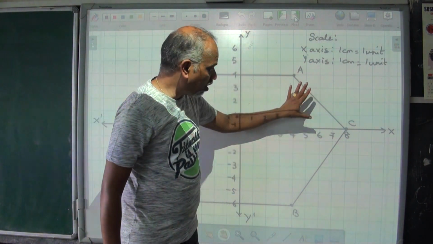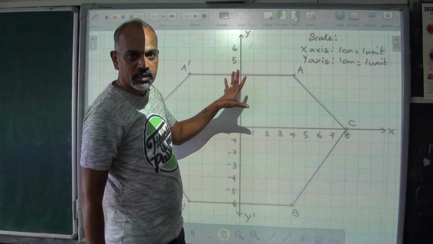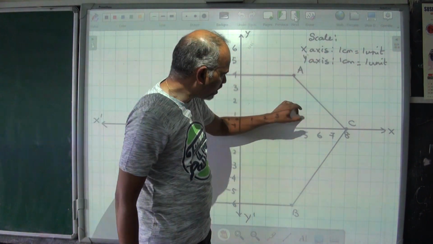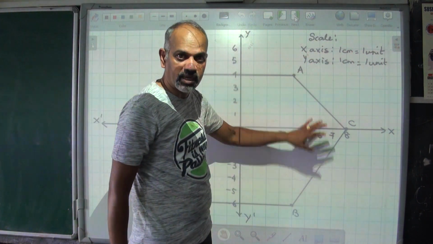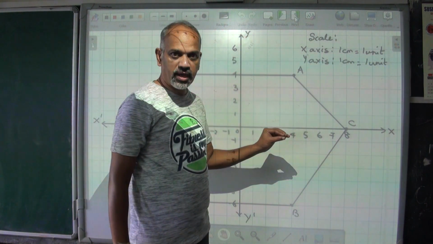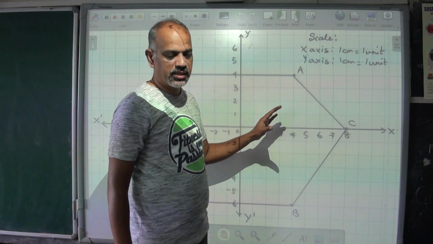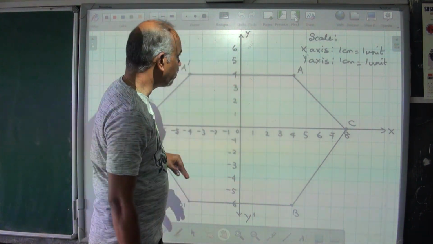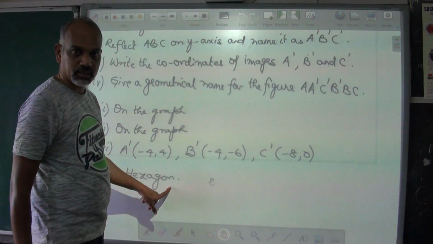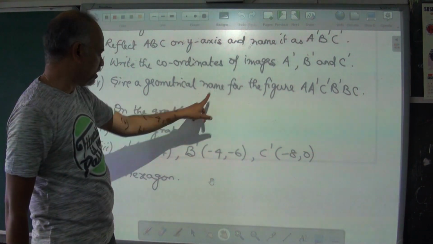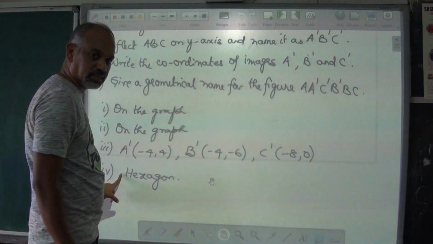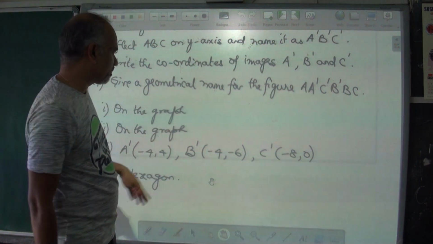And if you are sure that all sides are equal, then this figure will be named as a regular hexagon. But you know for sure that this side and this side are not equal, which means all sides are not equal, therefore don't use the word regular. The word regular is used only if all sides are equal. In this case, all sides are not equal, therefore this figure is named as a hexagon. Okay. That's the fourth subdivision. Give a geometrical name. The geometrical name is hexagon. If all sides were equal, then you will write this is a regular hexagon. Okay. Next.